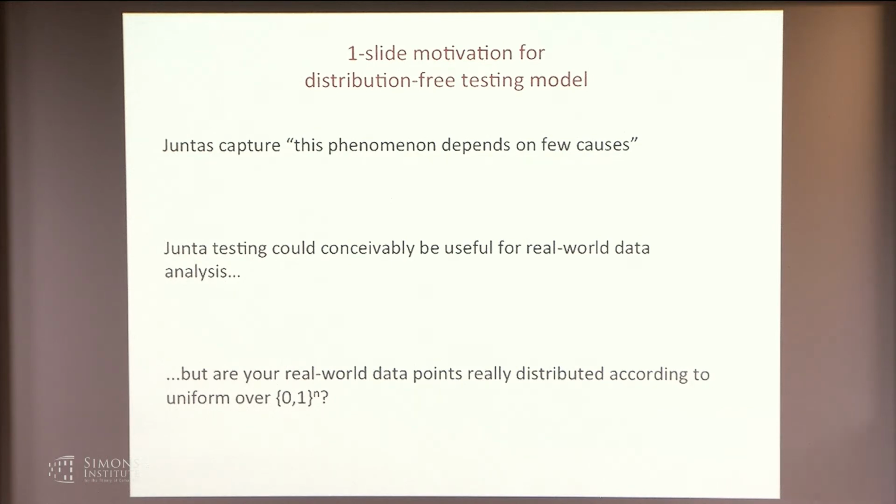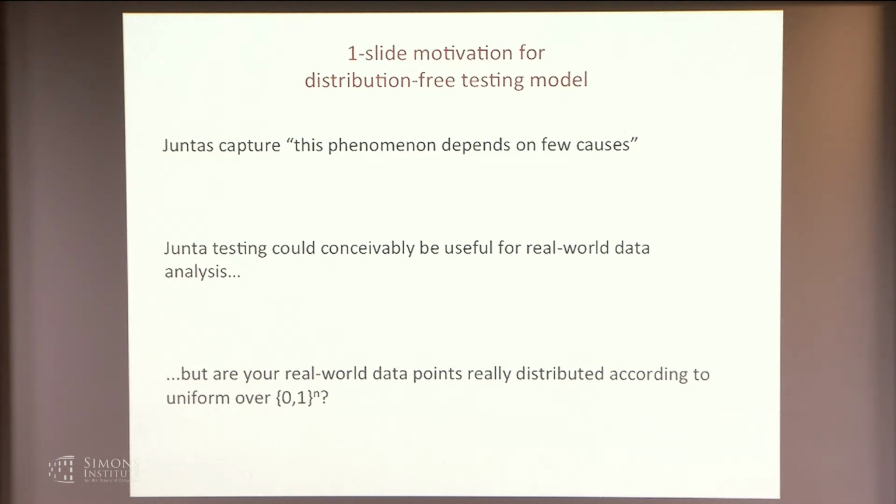So I don't want to spend too much time on this motivation, but I think you could really think of junta testing as potentially a useful kind of data analysis primitive. I don't know if anybody wandered in from the other semester at Simon's. If you did, you can run out screaming anytime you like. But I think of a function as a junta if it's a phenomenon that depends on a very small number of causes. You might want to know in the real world, is this phenomenon complex? Does it have many causes or few causes?